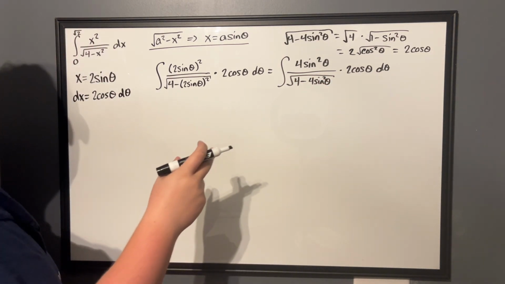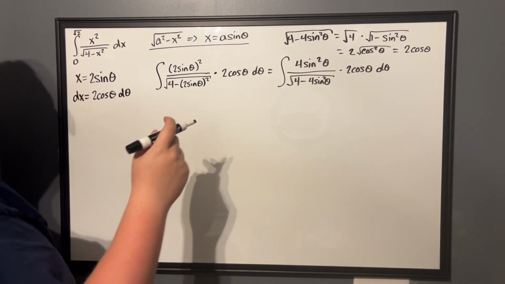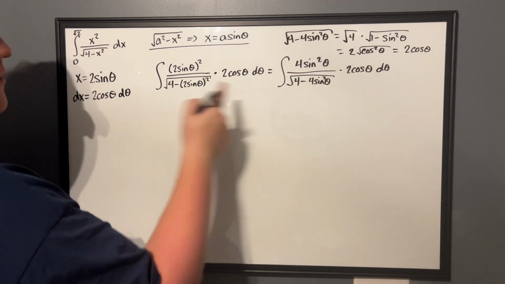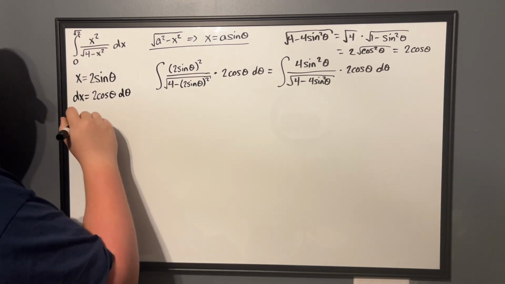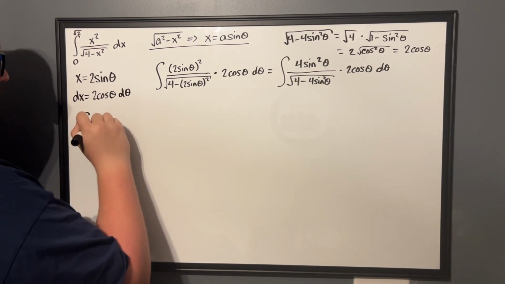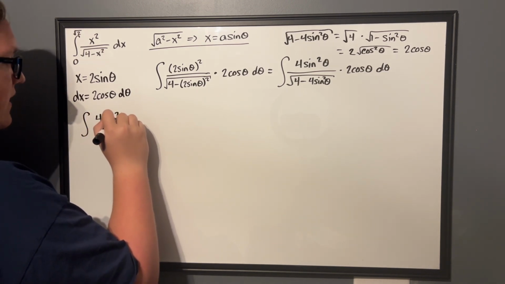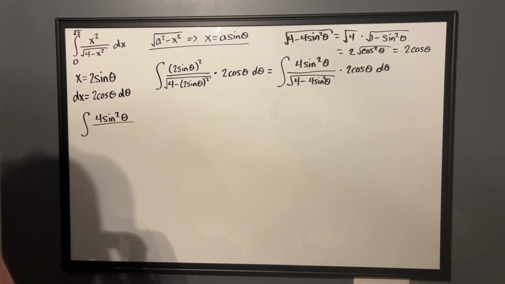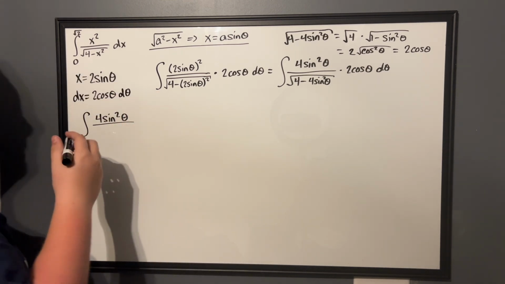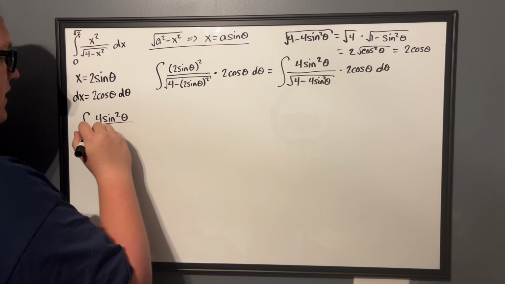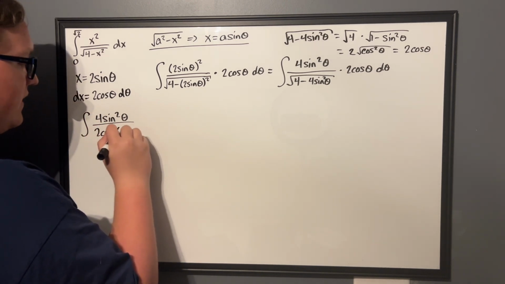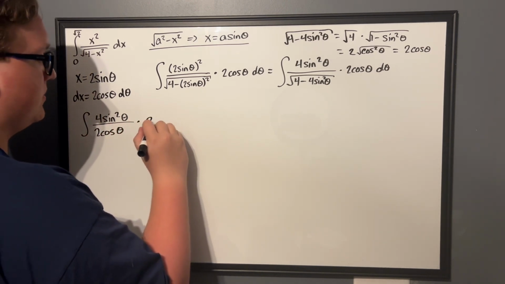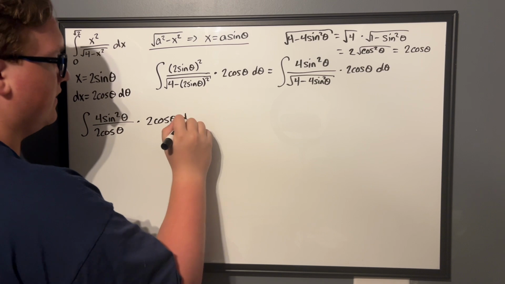So what we can do is go ahead and rewrite this denominator. So we're going to rewrite the whole integral now. So we have the integral of 4 sine squared theta in the numerator over, well, in the denominator, we said it was going to be 2 cosine theta when we went ahead and simplified that. So we have 2 cosine theta. And again, we're still being multiplied by 2 cosine theta d theta.